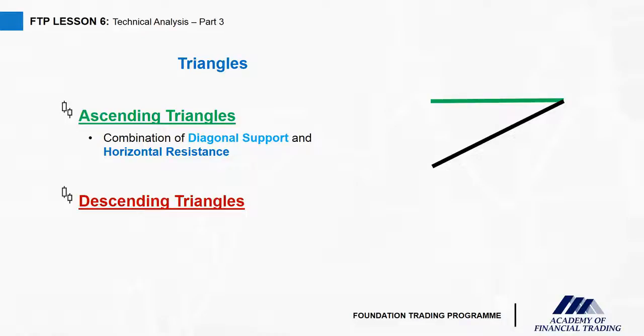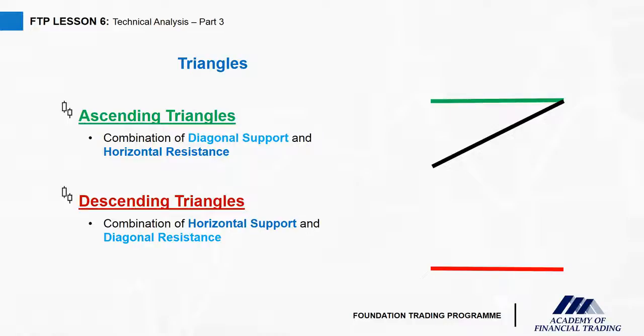Descending triangles, I'm pretty sure it's obvious, are just the opposite, which is a combination of a horizontal support and a diagonal resistance. You can see they've been named not for any clever reason, but simply for what they are. An ascending triangle is a triangle that's kind of pointing up, and a descending triangle is a triangle that's kind of pointing down.